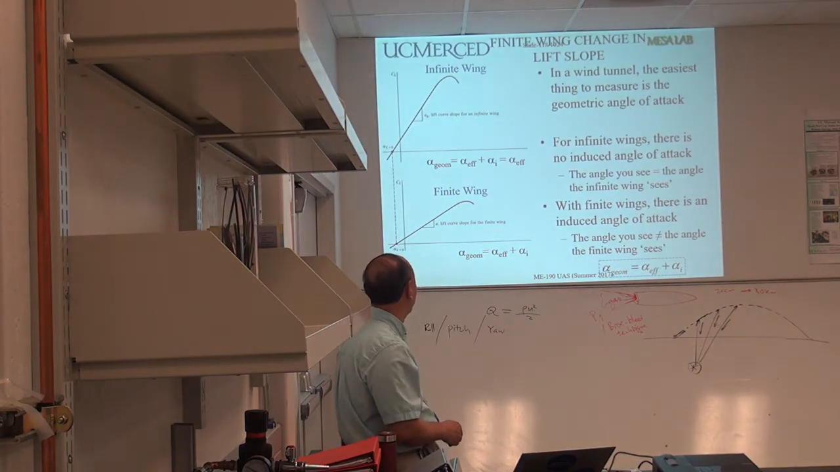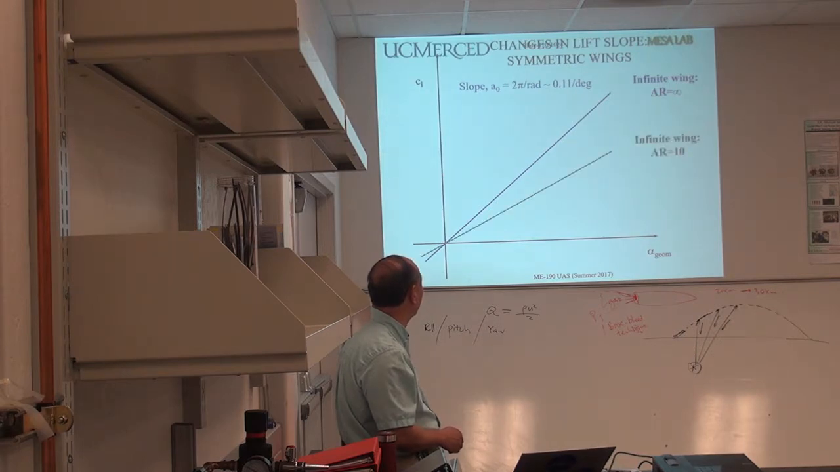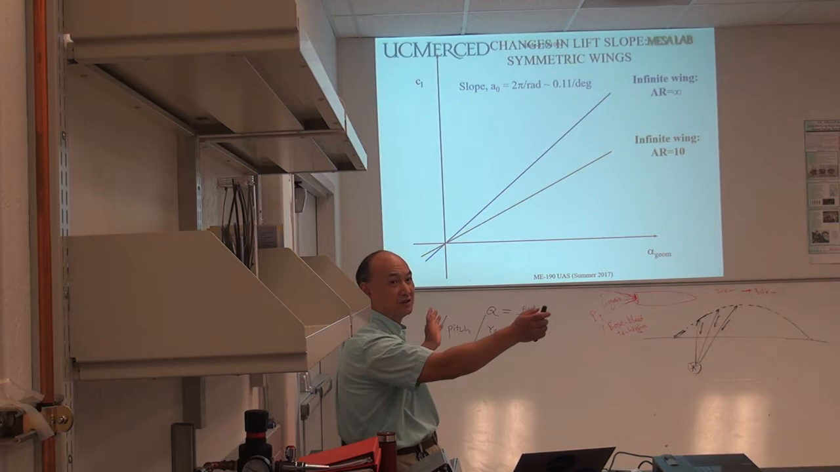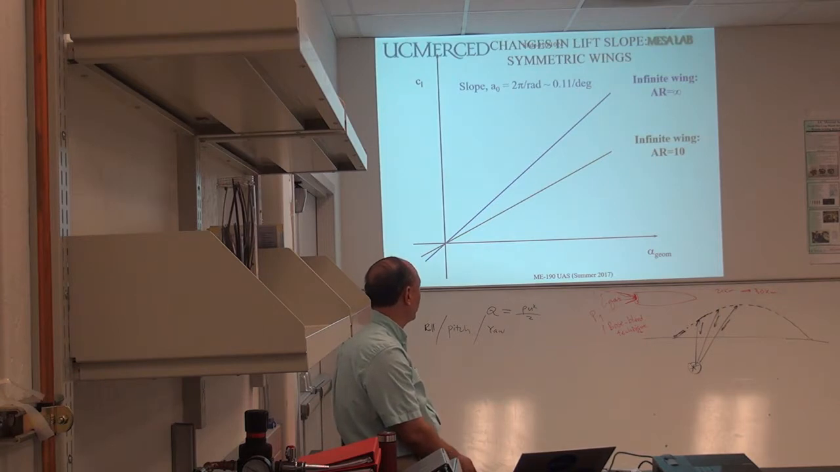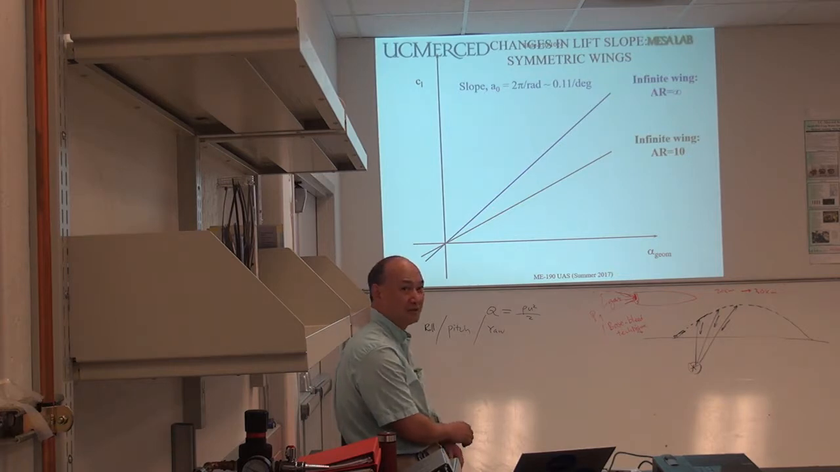So let me see. Find out the change in lift slope. The slope is different. Yes, we have seen this. The message of this one is the lift coefficient versus the angle of attack in the ideal setting with infinite wing length. Infinite wing means AR is infinity, where AR is the wingspan divided by the chord. For this finite wing, the AR is not infinite, it's finite. Then you can see the slope is different.